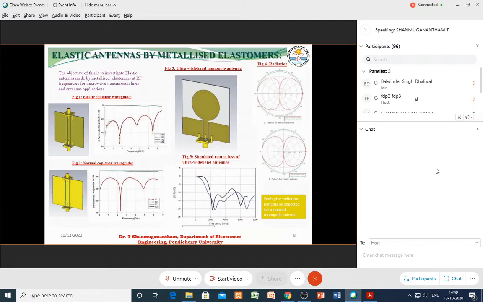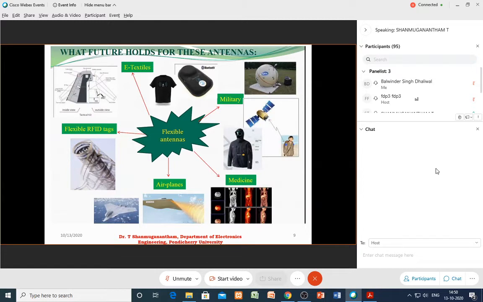Here are some designs of elastic antennas made from metallized elastomers, where polymer based antennas are designed. The first one is an elastic coplanar waveguide, alongside the conventional coplanar waveguide, with S1 given for this example. And here is an ultra wideband monopole antenna, a simple circular patch antenna. These are the radiation properties characterizing this antenna, and this is the simulation result of the reflection coefficient.